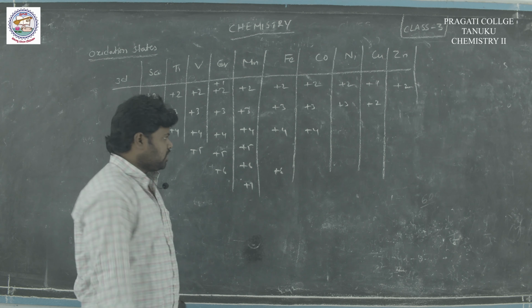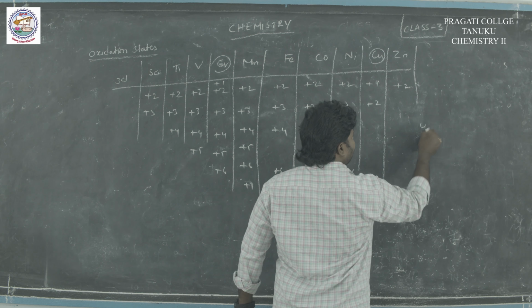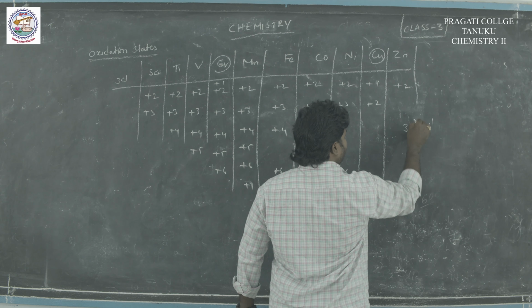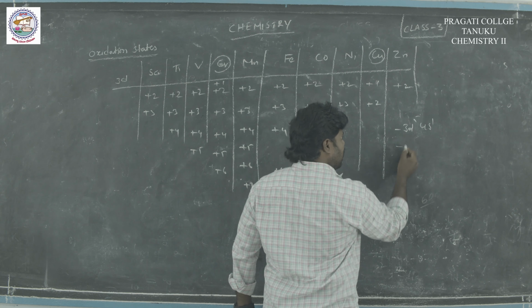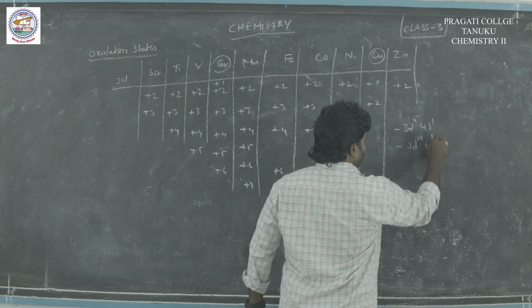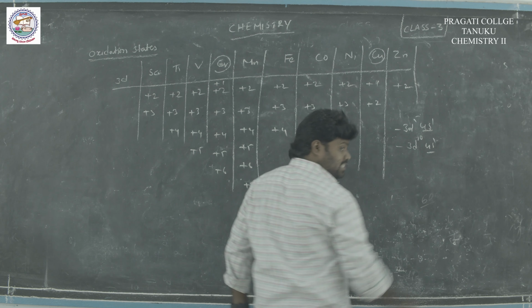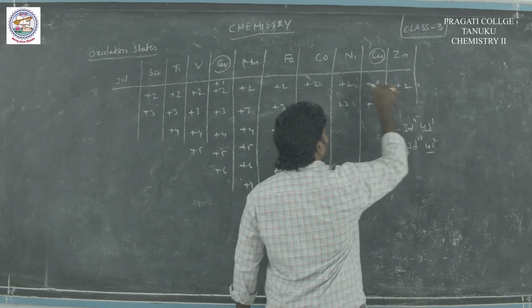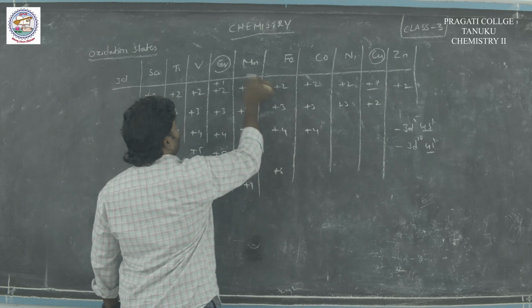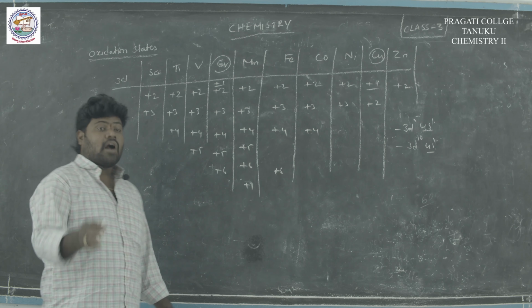That electronic configuration: chromium has 4s1 3d5, and copper has 3d10 4s1. In both of these, a single unpaired electron is present in the s sublevel. Then loss of that one electron means they exhibit the +1 oxidation state, and all the remaining elements exhibit the common oxidation state.